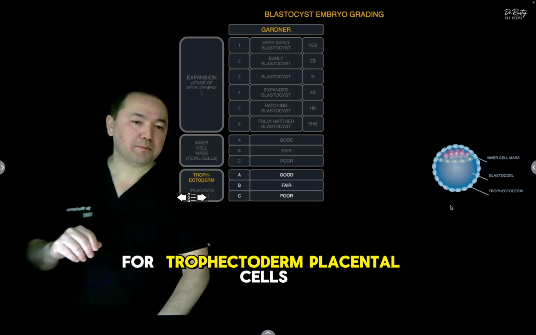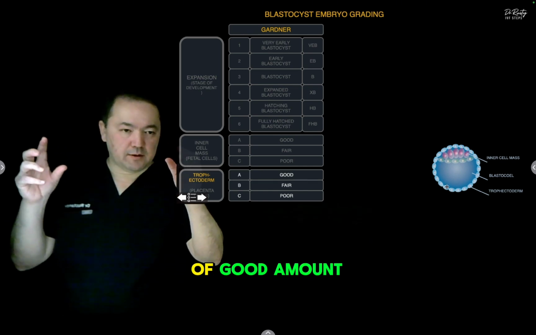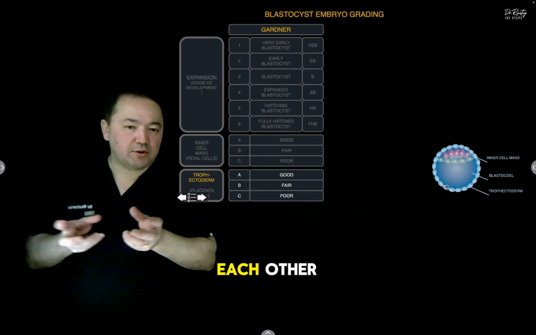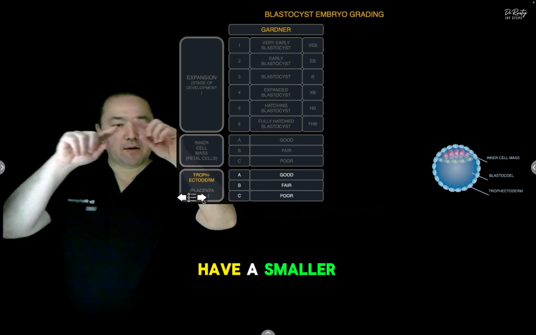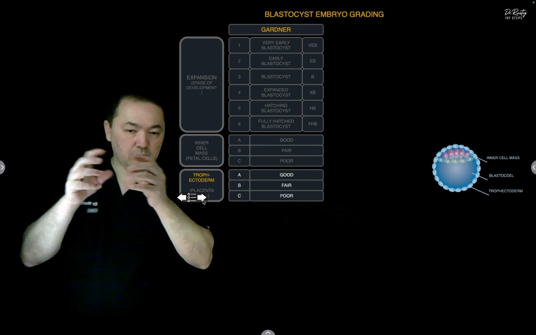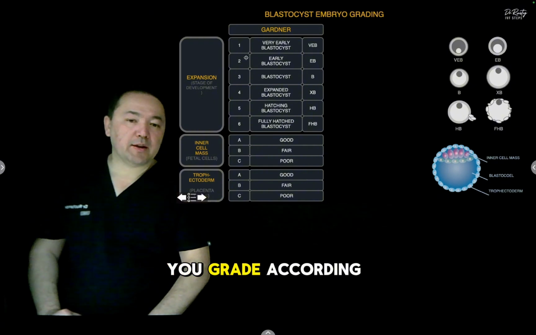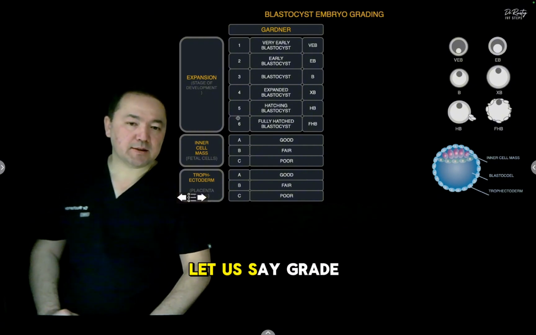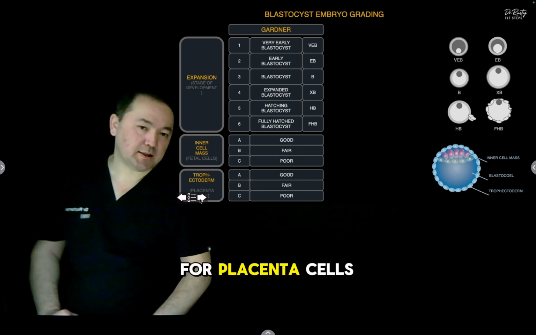For trophectoderm, placental cells, this is the cells around the embryo. Again, if you see a good amount of cells tightly adherent to each other, prominent cells and visible cells, that's grade A. And if you have a smaller number of cells, that's grade B. If you have very small amount of cells not well adherent to each other, that's grade C. Again, you grade according to expansion. Let us say grade 5 for hatching blastocyst. 5AA means it's hatching blastocyst, A grade for baby cells and A grade for placental cells.